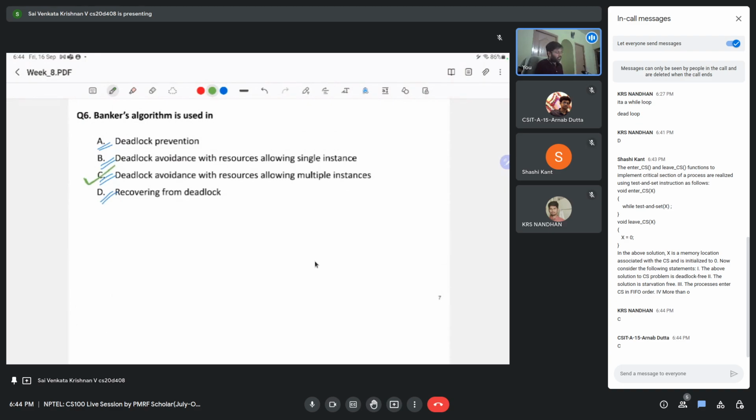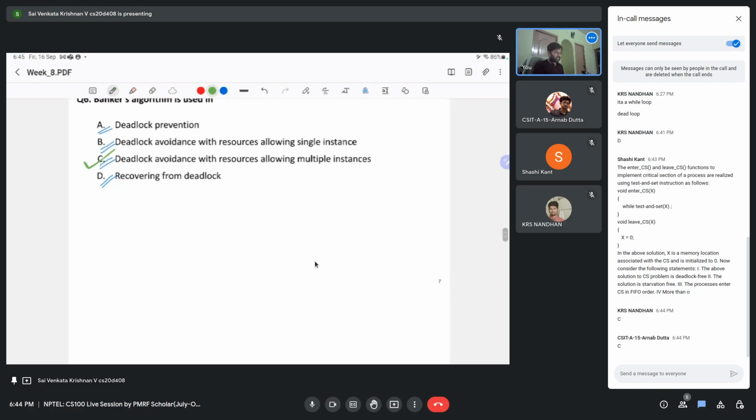Banker's algorithm is for deadlock avoidance with resources allowing multiple instances. For single instances, you can go via the graph-based method to avoid deadlocks. But if multiple instances are there, then the Banker's algorithm is used to avoid deadlocks. So option C is the correct answer. Arnab has mentioned it as well, good. So let's move to the seventh question.